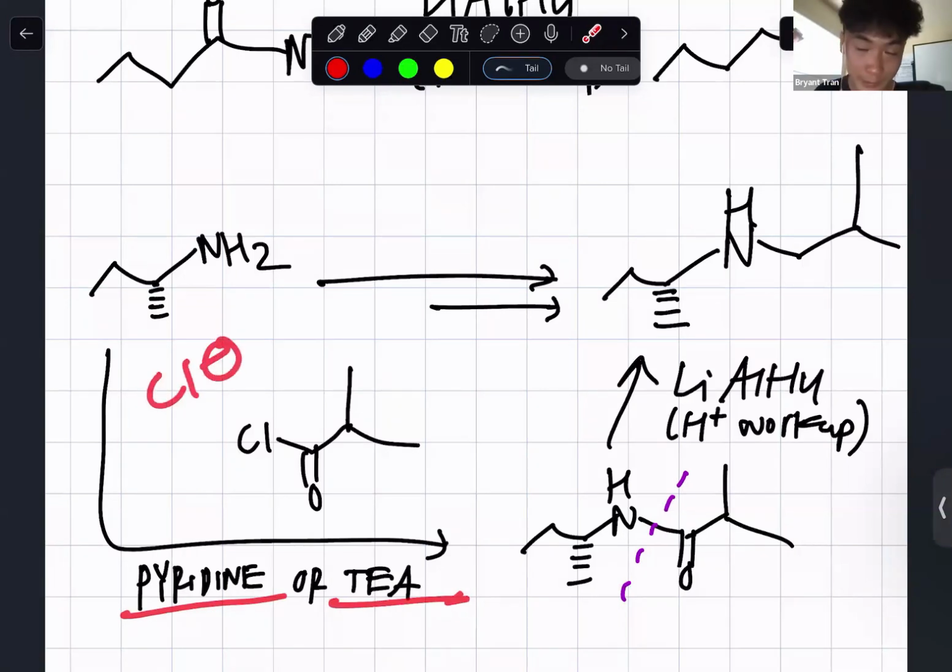which is why we need pyridine or TEA to deprotonate it. Cl minus, when it gets kicked out, is a weak base because it's so stable, right? The negative charge on this chlorine is very stable since chlorine is very electronegative. So that's why we need pyridine or TEA to do that. Okay.